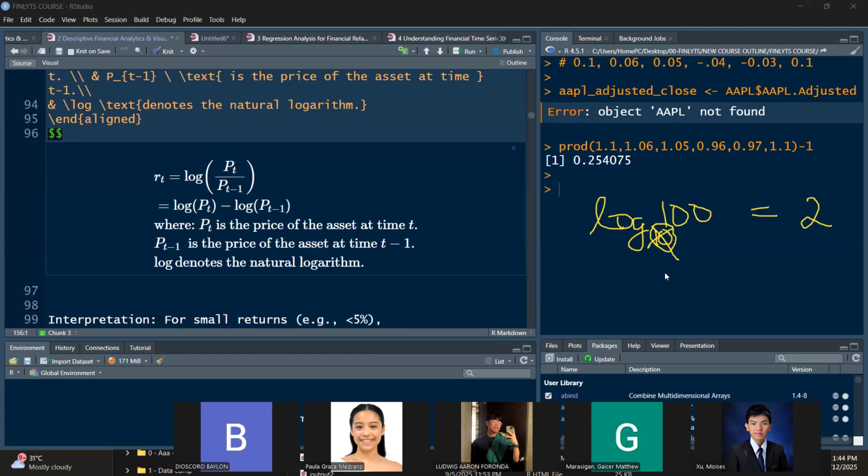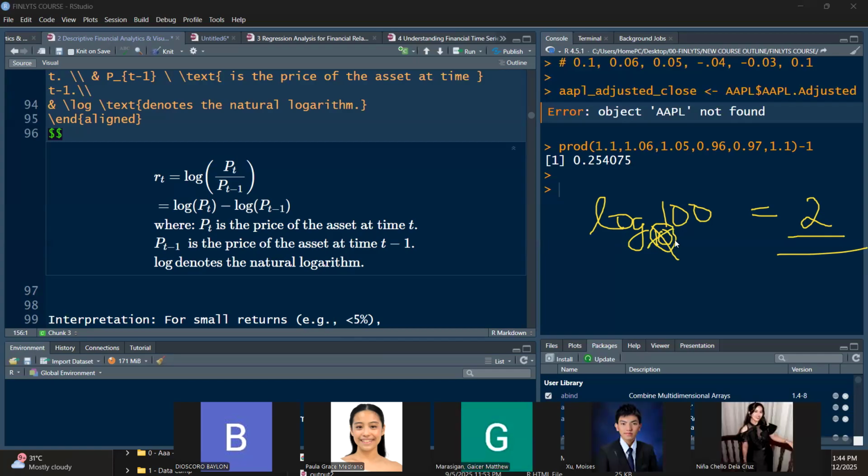You don't write the 10 because it's assumed. Log of 100 is the same as log of 100 to the base 10, and the answer is 2 because, by definition, the log of a number is the power to which the base is raised to get that number. So 10 squared is equal to 100. The log of 100 is 2 because you are assuming the base is 10.